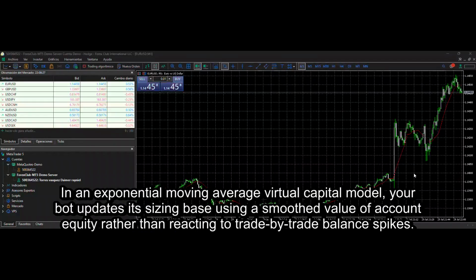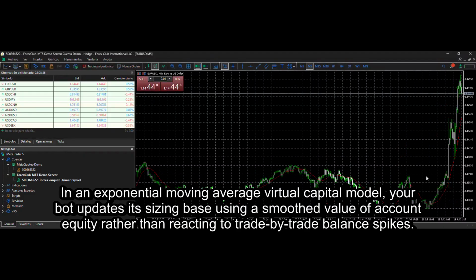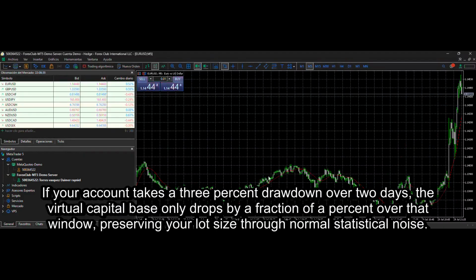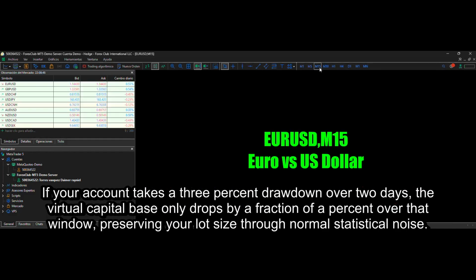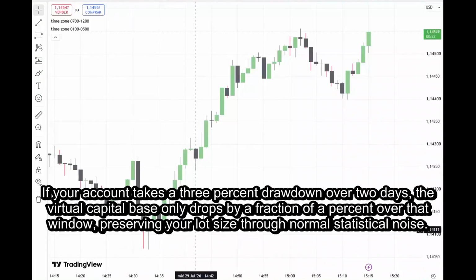In an exponential moving average virtual capital model, your bot updates its sizing base using a smoothed value of account equity rather than reacting to trade-by-trade balance spikes. If your account takes a 3% drawdown over 2 days, the virtual capital base only drops by a fraction of a percent over that window, preserving your lot size through normal statistical noise.